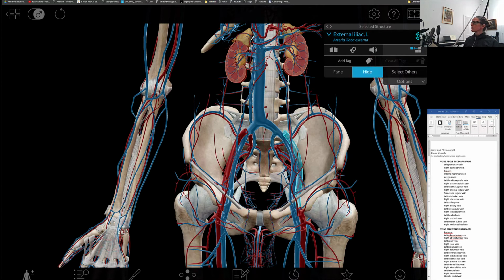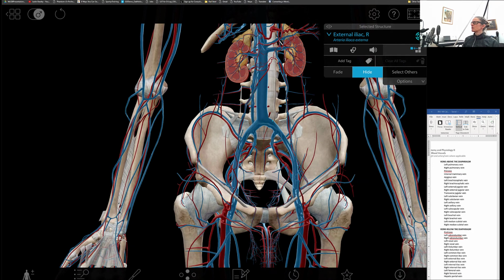And this will give us a better view of the venous structures. So I'm going to hide the internal iliac artery and the external iliac artery here. I've hidden most of the arterial structures so that we can get a better look at the venous structures. So when we look at what happens in the pelvic region, we've got the bifurcation of the inferior vena cava.